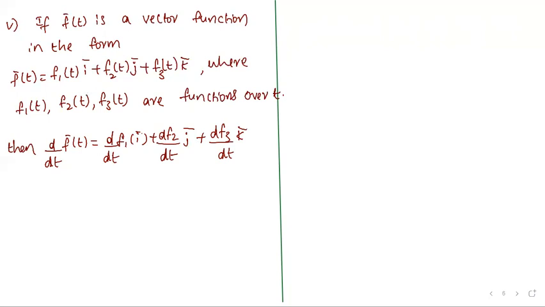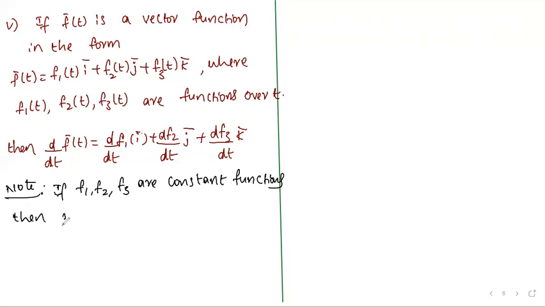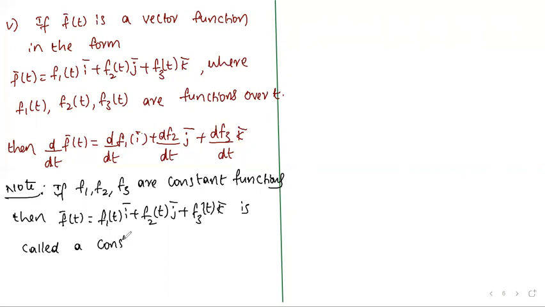And a very, very important note point: if f1, f2, f3 are constant functions, then f bar of t is equal to f1 into i bar plus f2 into j bar plus f3 into k bar, which is called a constant vector function, that is df bar by dt is equal to 0.